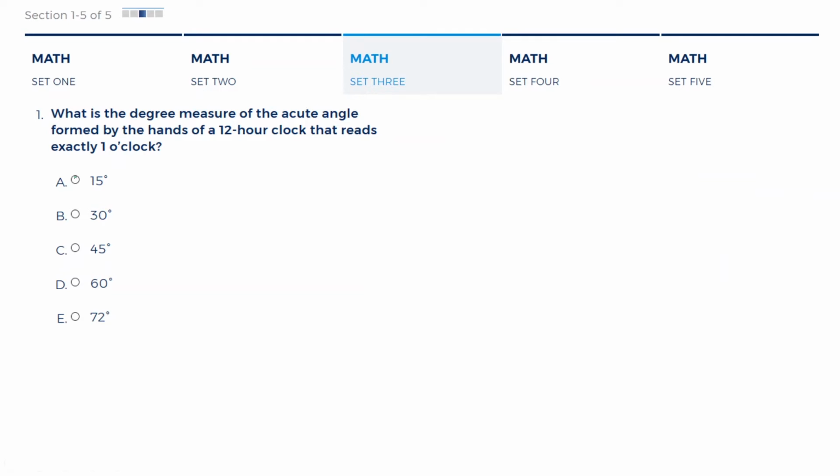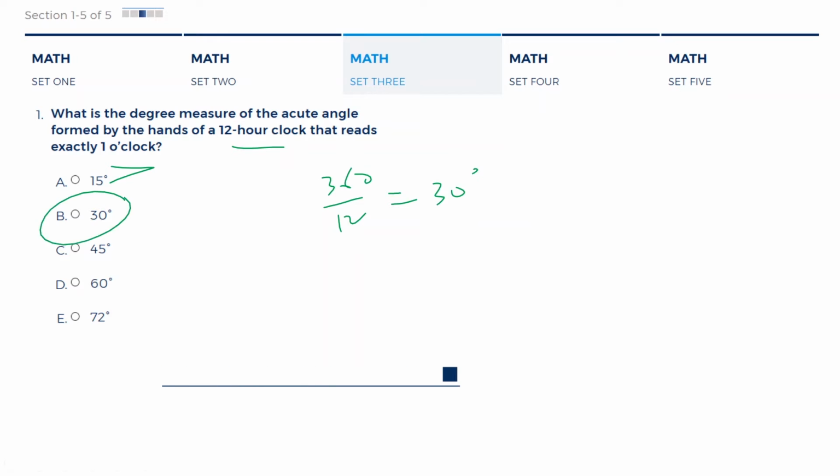Set 3. What is the degree measure of the acute angle formed by the hands of a 12-hour clock? So if it's 12 hours, it's 360 divided by 12. That's just 1 hour, right? So that's 30 degrees. B.